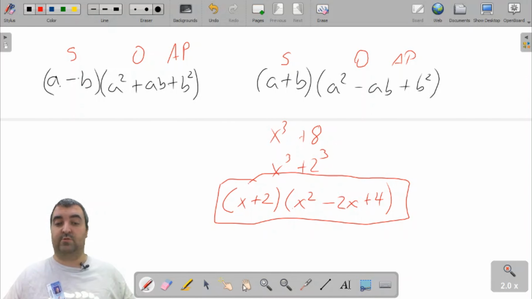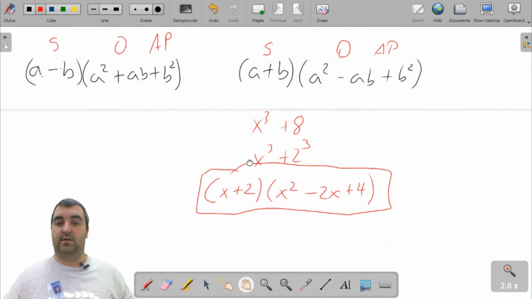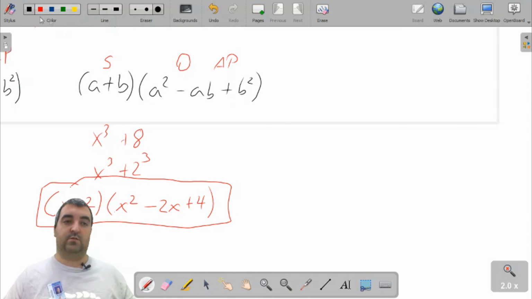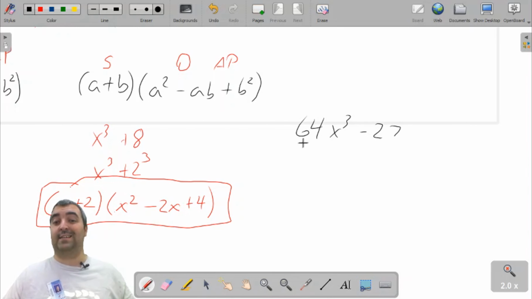That's really what it comes down to. We'll do one more. The last one I'm going to do looks a little bit tougher, but it ends up being just using the formula. So 64x cubed minus 27. We have a coefficient here, and this coefficient has to also be a perfect cube. In this case, that's 4 cubed. x cubed is perfect as well, and then 3 cubed is 27. So I can rewrite this as 4x cubed minus 3 cubed. We can now clearly see 4x is my a, 3 is my b, and it's a difference.